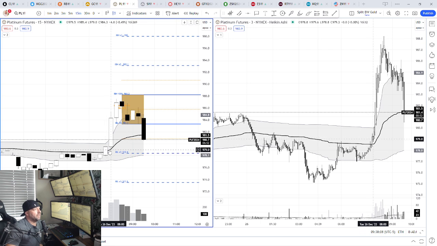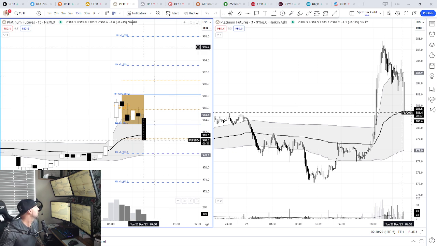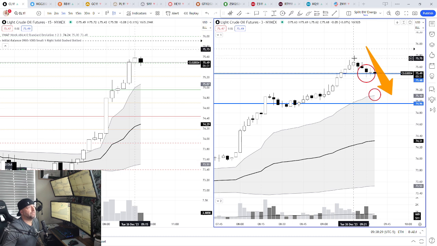Giving up that entire move from 8 o'clock this morning. So, huge sell-off on gold. I'm in an oil short. I got my stop at the pivot high.